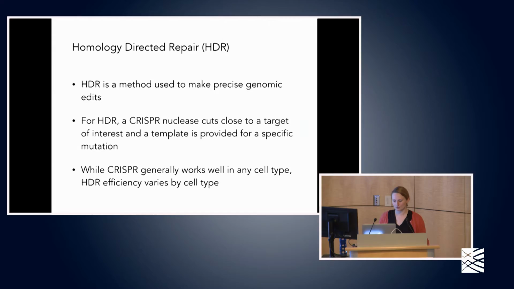And here's one key thing that I like to tell when discussing HDR. CRISPR generally works well in most cell types. However, HDR efficiency really varies depending on the cell type. For example, in mouse ES cells, it works very well. Whereas, again, in adult neurons that are not dividing, it essentially doesn't work. So this is very cell type dependent, and HDR can really be the rate limiting step in this process, not so much CRISPR.